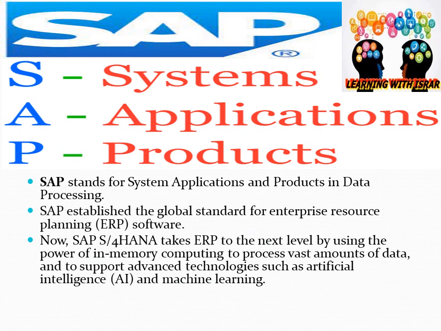Okay, SAP stands for Systems, Applications, and Products in data processing. SAP established the global standard for enterprise resource planning software. So basically it is software which we use in ERP. ERP is enterprise resource planning, and now it is at the height of its development, called SAP S/4HANA. It takes ERP to the next level by using the power of in-memory computing to process vast amounts of data and to support advanced technologies such as artificial intelligence and machine learning. It started in 1972, but now it is at its height, using artificial intelligence and machine learning.